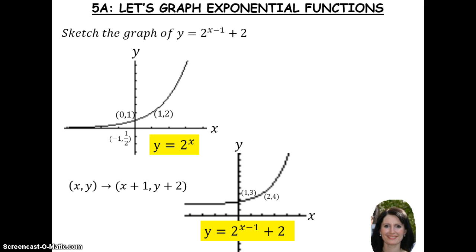The point (1, 2) maps to (2, 4) because x plus 1, or 1 plus 1, equals 2 and y plus 2, or 2 plus 2, equals 4. Finally, we have the point (negative 1, a half) mapping onto (0, 5 halves). So negative 1 plus 1, or x plus 1, is 0. Y plus 2, or half plus 2, gives us 5 on 2. So there's our new graph with the important features and 3 points labelled. Here's the asymptote at 2.